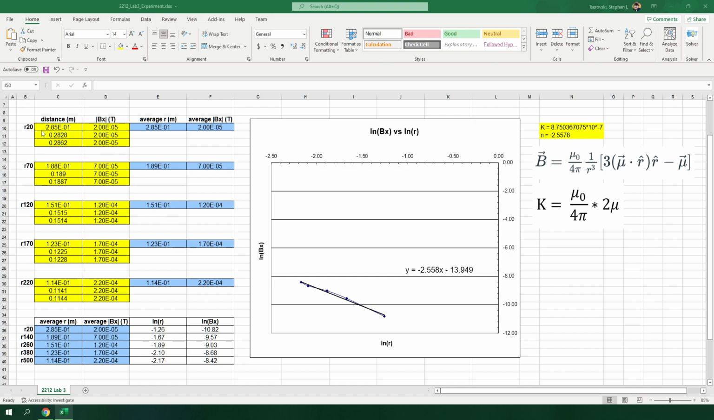You can see this very clearly here: as the distance increases, the magnetic field decreases, and as the distance decreases, the magnetic field increases.